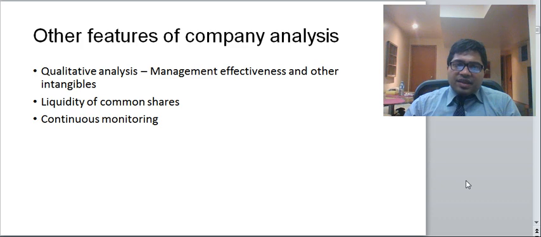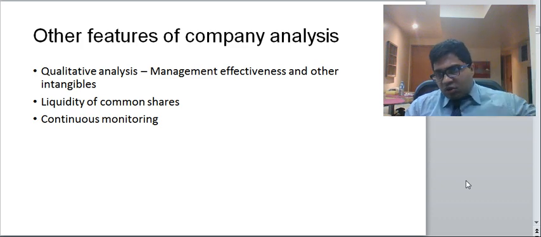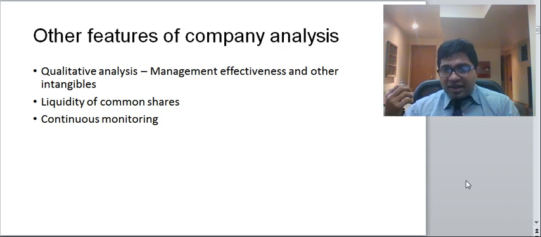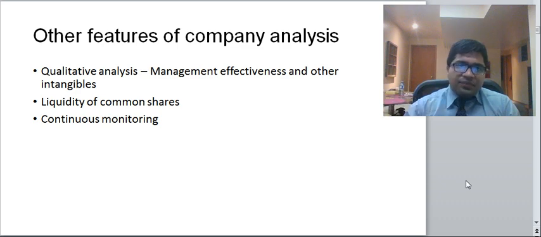Other features of company analysis: along with looking at these financial statements, you also have to look at other factors like qualitative analysis. What is the management effectiveness? What are the other intangibles, like what is the growth prospect, what are the innovations that the company is doing, what is the general market sentiment, what is the corporate social responsibility that the company undertakes, etc.